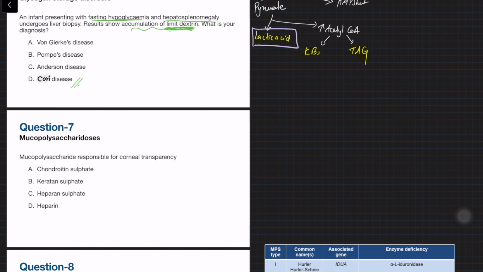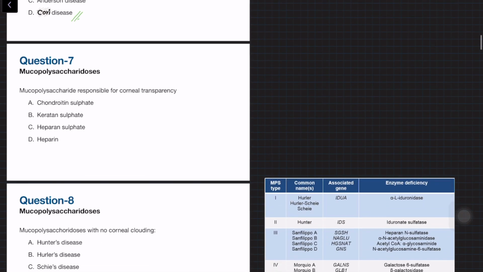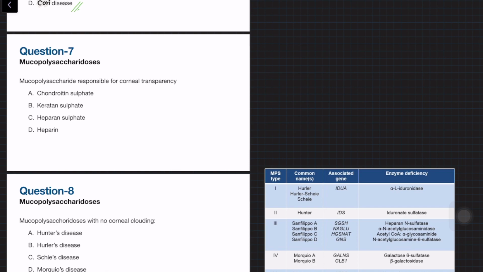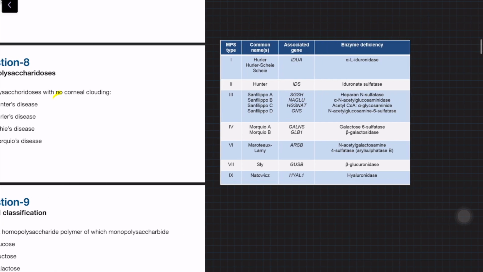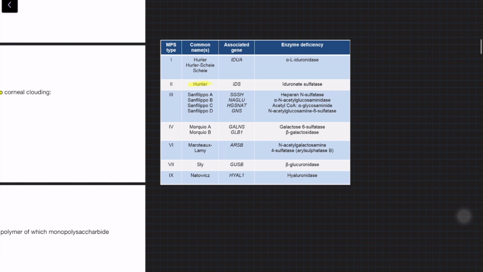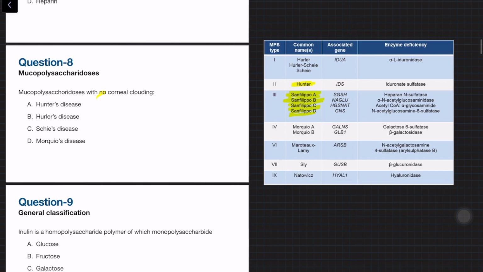Mucopolysaccharidosis. Let's go to the next. Which glycosaminoglycan is responsible for corneal transparency? Straight question, keratan sulfate. Just go ahead and mark it, no problem. And then mucopolysaccharidosis with no corneal clouding, that's important, okay? So only 2 disorders don't have corneal clouding, that is Hunter and Sanfilippo. You have to know this, it is very important.